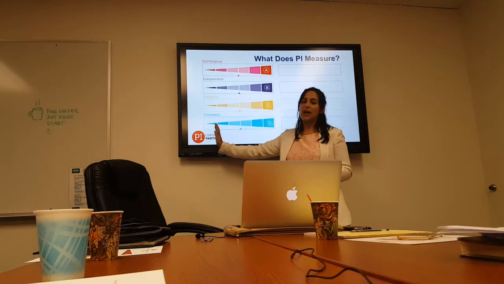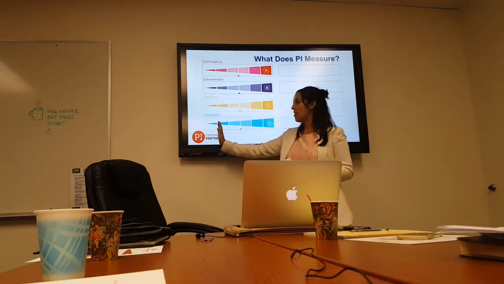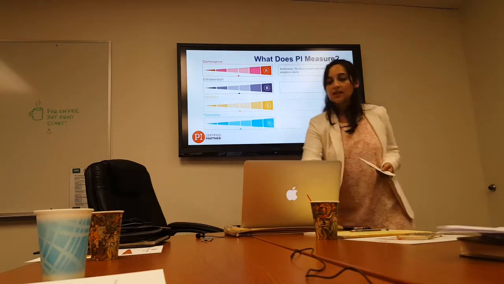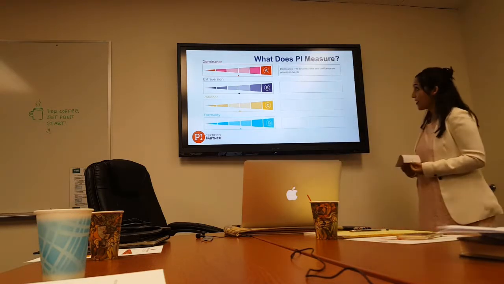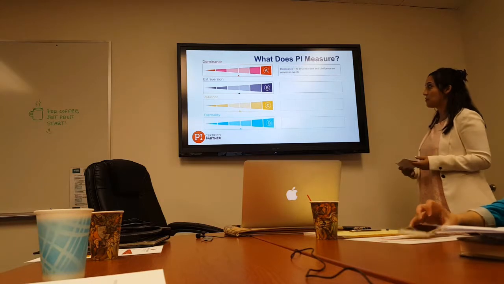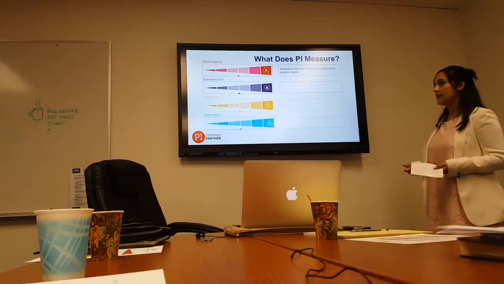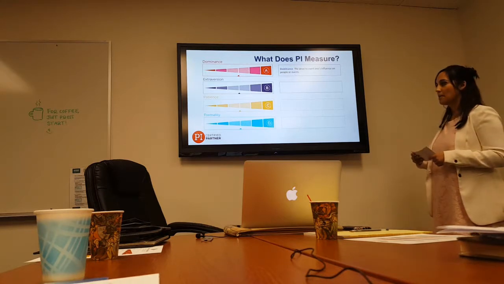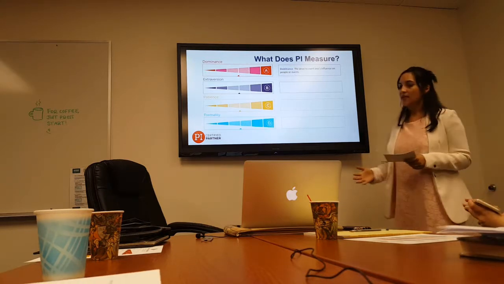Anything to the left-hand side would be a low D, or a low expression of that factor. And so starting with dominance. Dominance is the drive to exert one's influence over people or events. So that basically means that you tend to be more aggressive, assertive, and have a need to drive.